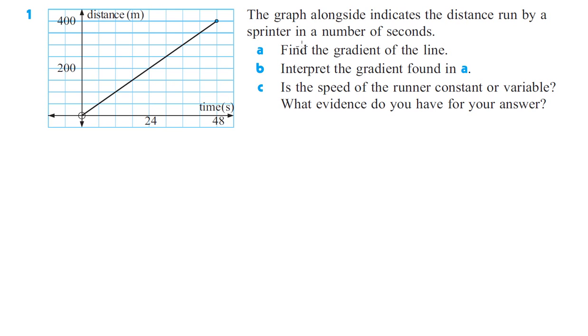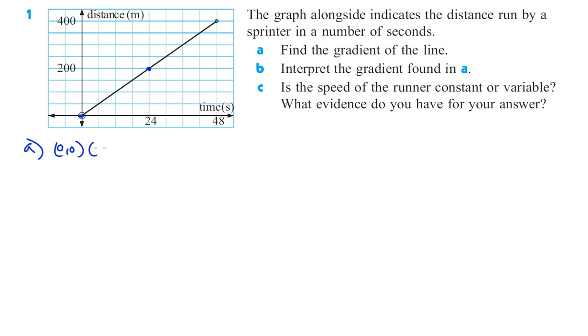Okay, we start with number 1. The graph alongside indicates the distance run by a sprinter in a number of seconds. First thing we want to do is find the gradient of the line. So that's just the slope. So we want to find two nice points. Let's see, we could even just do this point right here, and 0, 0 is always a nice point. So let's go with 0, 0.